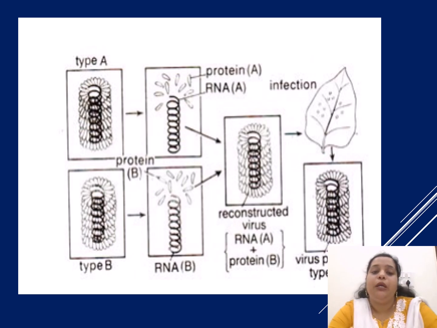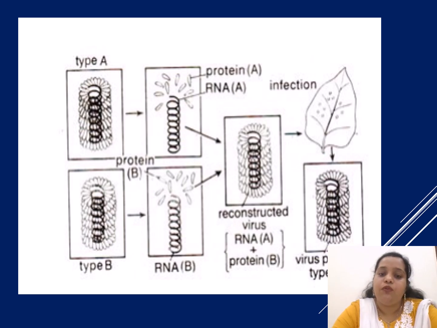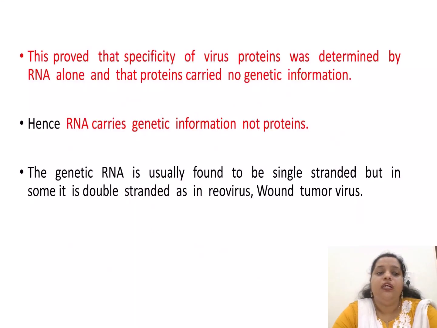So here, if you see, protein A and RNA A was reconstructed by RNA A and protein B, and the virus had incorporated it, and mosaic disease also occurred. So this proved that the specificity of virus proteins was determined by RNA alone, and the protein carried no genetic information. So therefore, it is RNA that is carrying the genetic information and not the protein.